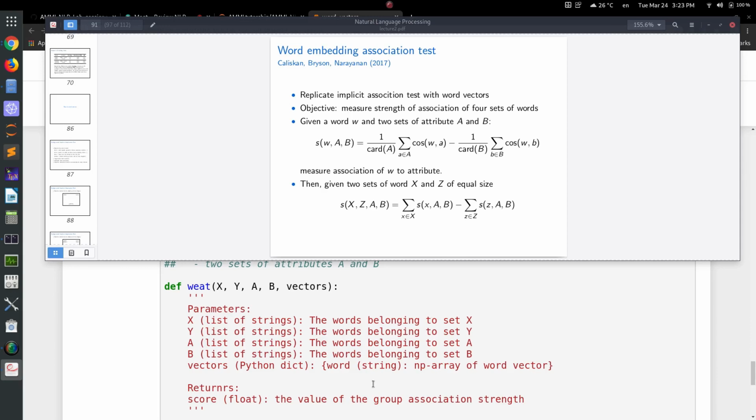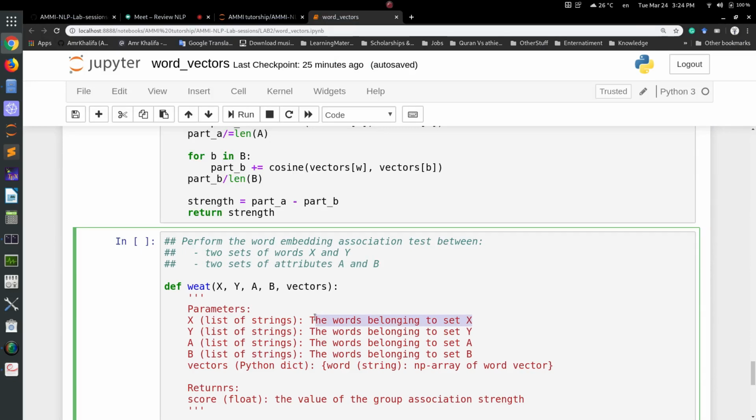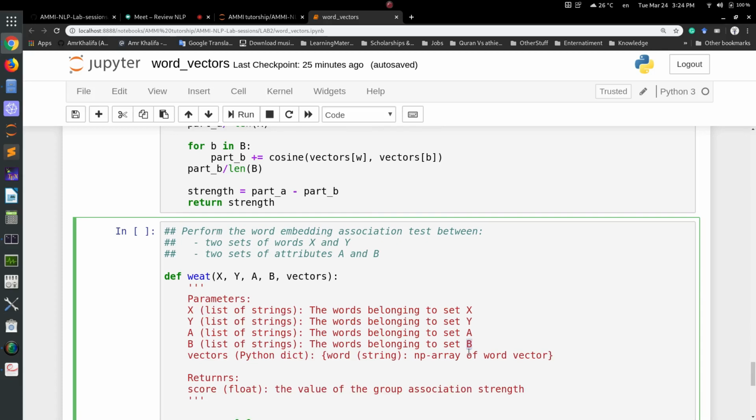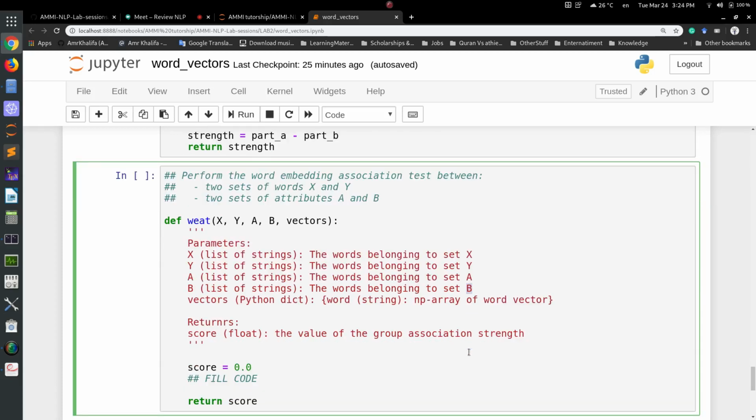Okay, so here we have X, the list of strings, the list of words belonging to set X, and then we have Y, a list of strings that belong to set Y, and then we have A and B. So we also have lists of strings, but A and B represent some attributes. So here what we need to find is if X and Y are similar or not, given some attributes. So we're also looking at the bias. If X and Y are different given some attributes A and B, then there's a bias between them.